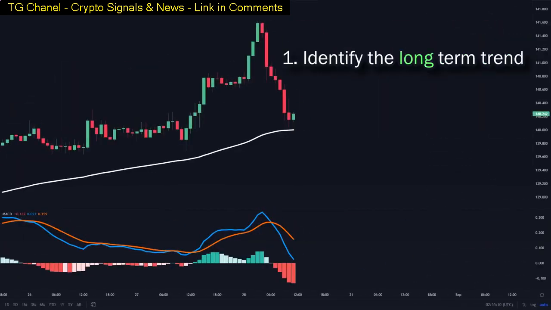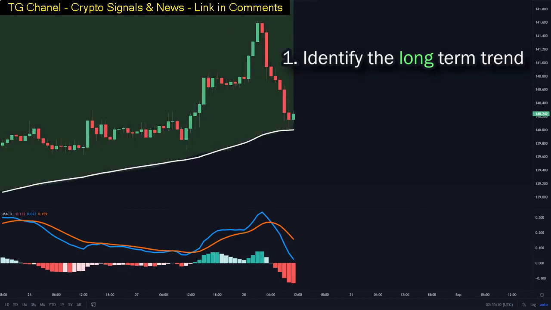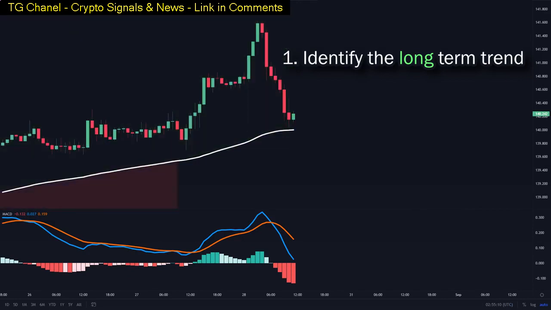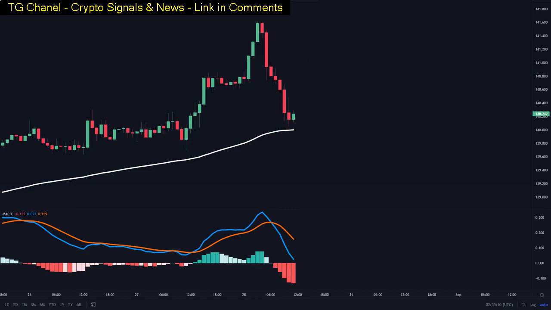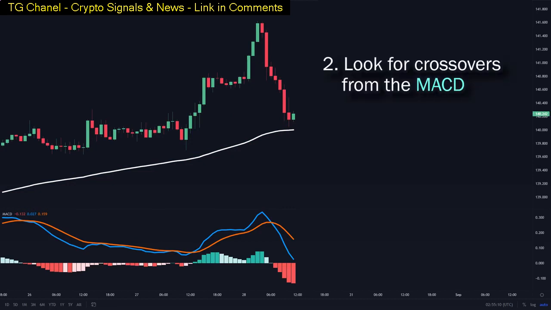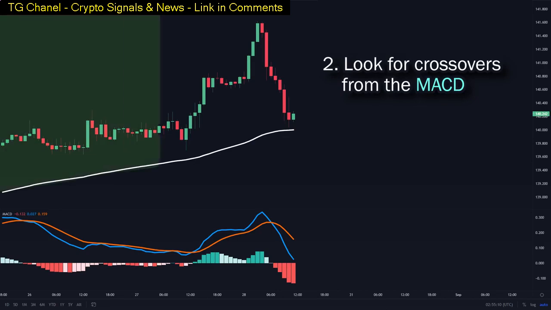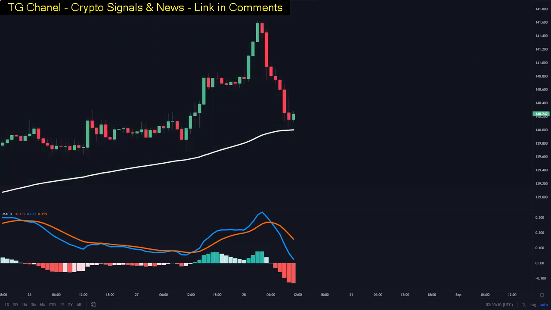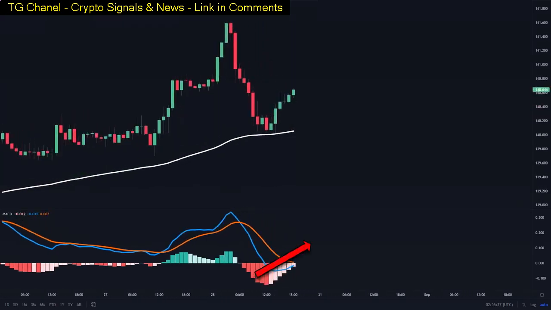The first step is you want to identify the long-term trend by looking at the 100 EMA. If the price is above the 100 EMA, it indicates that the long-term trend is up. And if the price is below the 100 EMA, it indicates that the long-term trend is down. So once you've identified the trend, the next step is we want to look for crossovers on the MACD that show the same signal as the long-term trend. In this particular example, we can see that the long-term trend is up, meaning we only take signals when the MACD crosses over upwards.